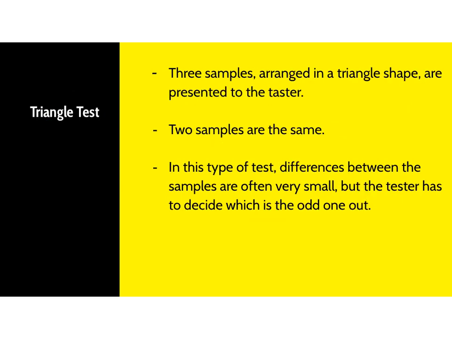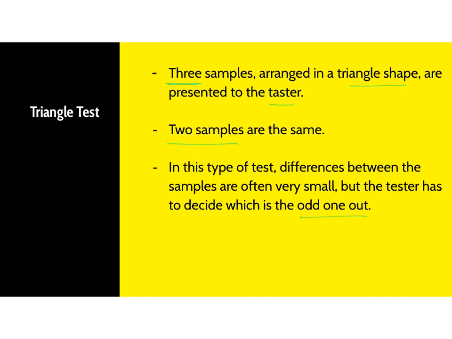A triangle test or a triangular comparison test, as the name suggests, involves 3 samples that are arranged in a triangular shape and they're presented to the taster. 2 samples are the same, and in this type of test, the difference between the samples is often very, very small, but the tester has to decide which one is the odd one out. Okay, so they might be asked to work out which one is not sweet, or which one is not salty, or which one is dry, okay?